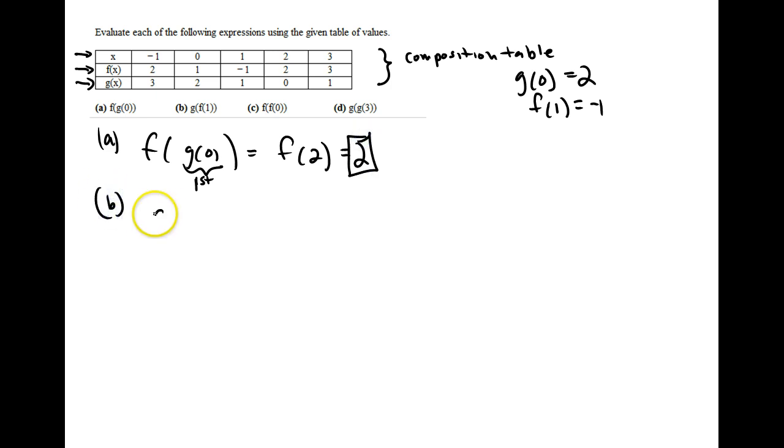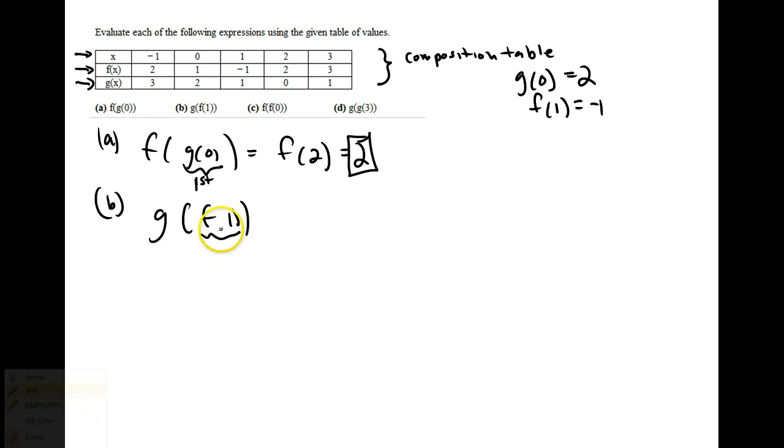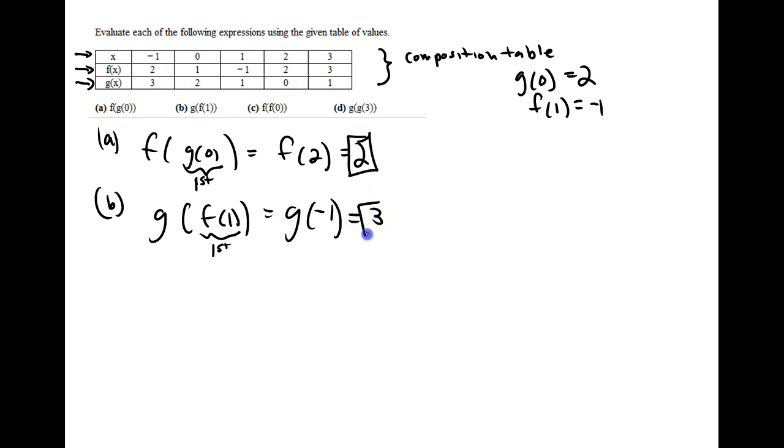Okay, letter B, they switch it around. They say g of f of 1. That's okay. We're going to start here. What is f of 1? Well, I'm going to go to the chart. F of 1 is -1. I'm going to do this part first. And so then we have g of -1. And go to the chart, and we see it's a 3. Okay, and that's the hang of it.